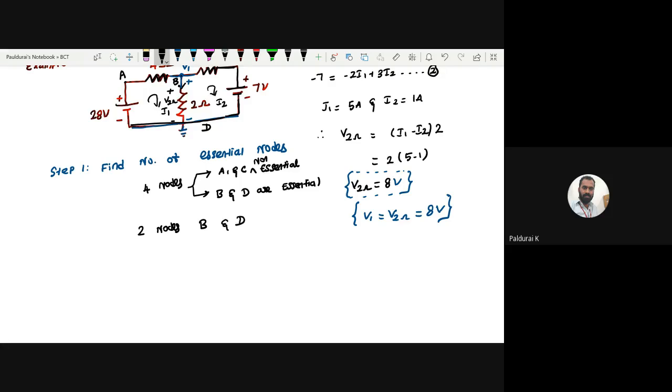Out of 2 nodes, what do you want to do? You want to take any one node as reference node. That is my step 2: take any one essential node as reference node.